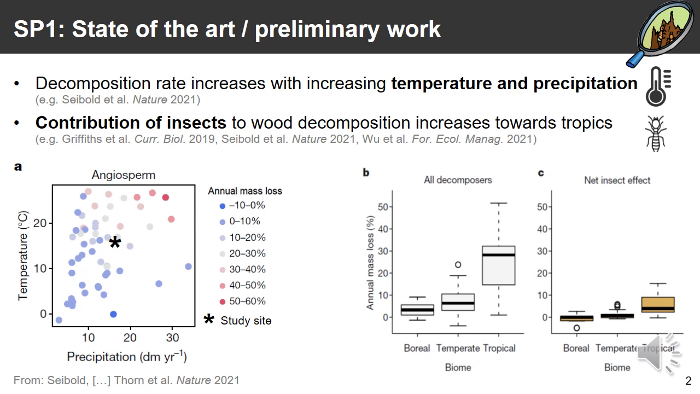Wood decomposition has been shown to strongly depend on environmental factors. As you can see here on the left, it increases with higher temperature and precipitation, with the grayish and red dots indicating an annual mass loss of up to 20 to 60% of dead wood. And while microbes have been considered the primary agents of decomposition, several recent studies, like the one shown here by Seibold and co-workers, have shown that the contribution of insects to wood decomposition also becomes more important towards the tropics.